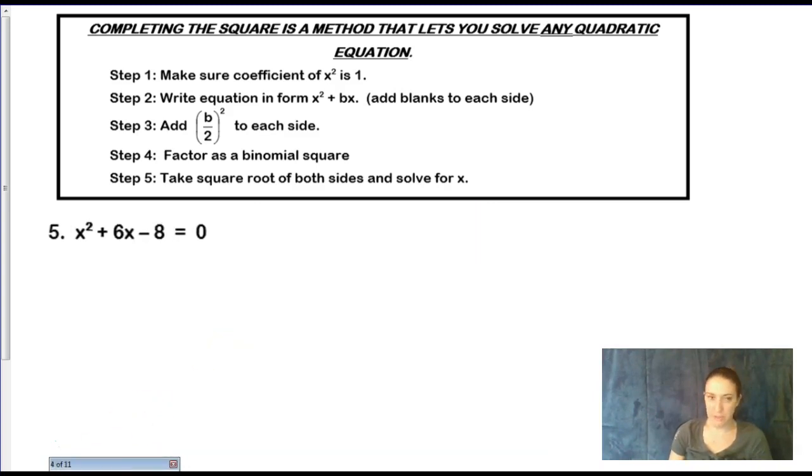So my next question does have a 1 coefficient, so we're good to go there. But I am going to take this original constant and move it to the other side because right now, as it sits, it's not a perfect square trinomial. So when I add the 8 over, since I'm rewriting it, I'll go ahead and add those blanks.